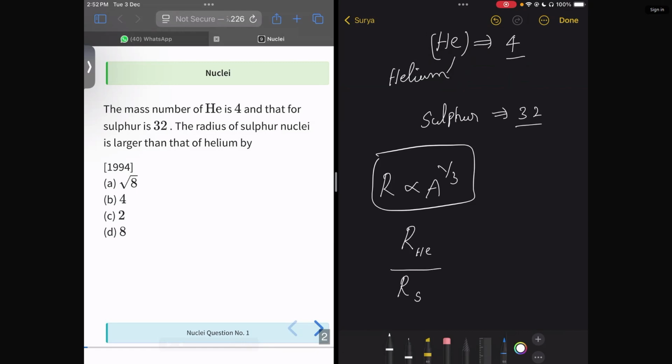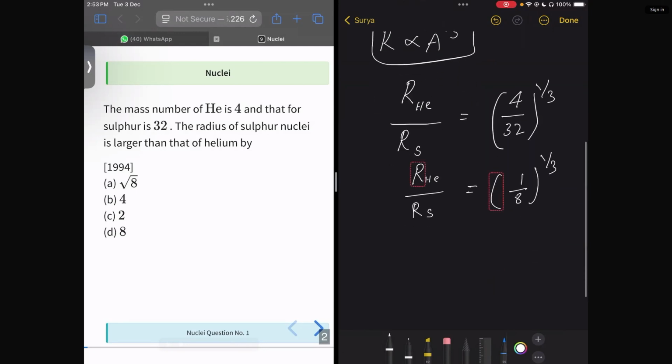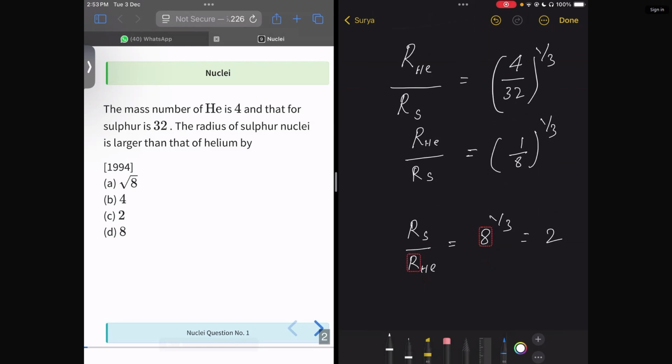So suppose helium radius divided by radius of sulfur is equal to the mass number of helium, 4, by 32, whole power 1 by 3. So 4 will cancel out, giving 1 by 8 whole power 1 by 3. So radius of the helium divided by radius of the sulfur is that. They are asking the radius of the sulfur compared to helium, so R sulfur divided by R helium is equal to 8 power 1 by 3. So it will be 2. So option D is the right answer.